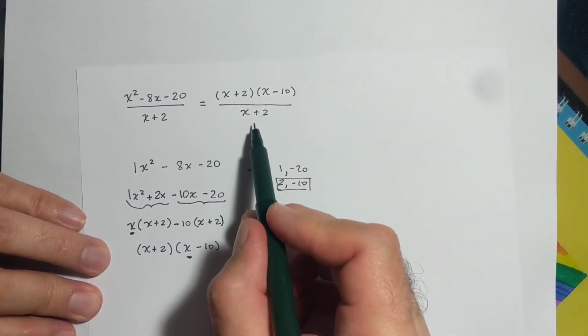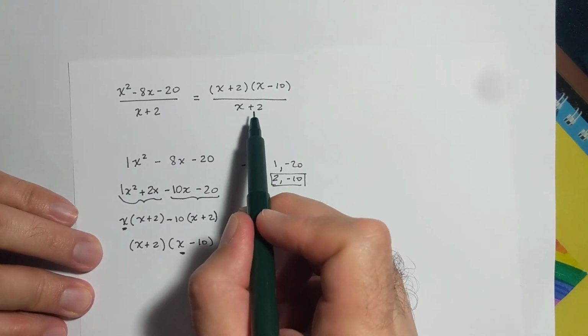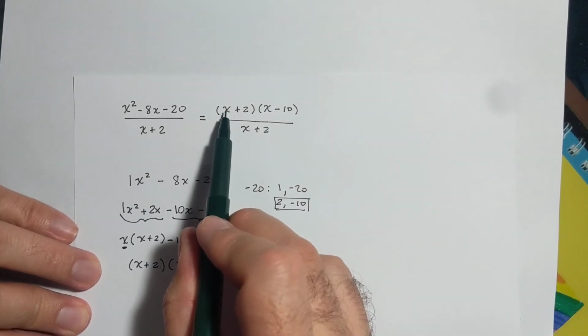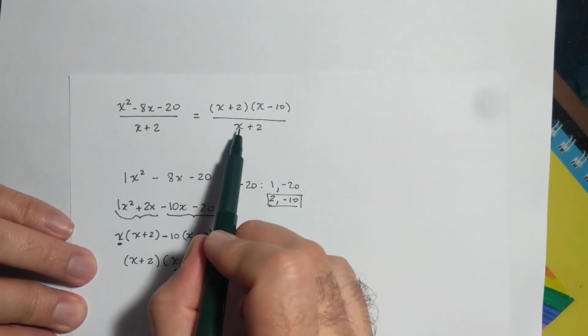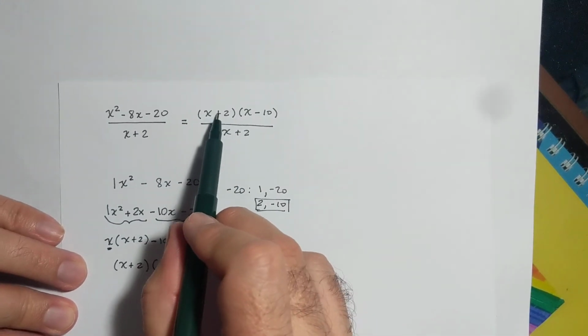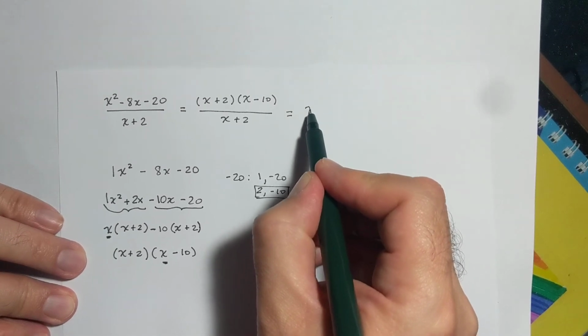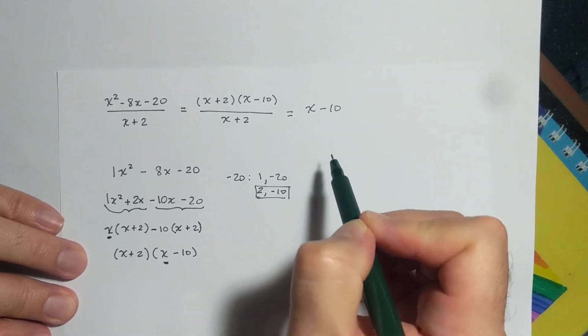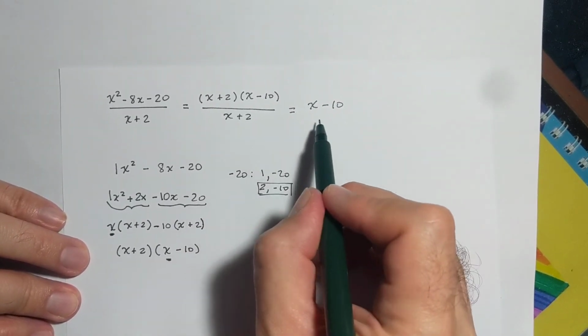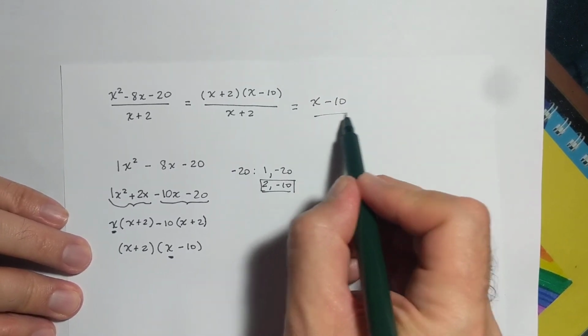Okay, so now we have a division of things that are being multiplied. And x plus 2 is a factor in the numerator, and it's in the denominator, so that it could cancel. And this leaves us only with the x minus 10. Should there be a restriction on the x? Yes, but that's another story. So this is the answer.